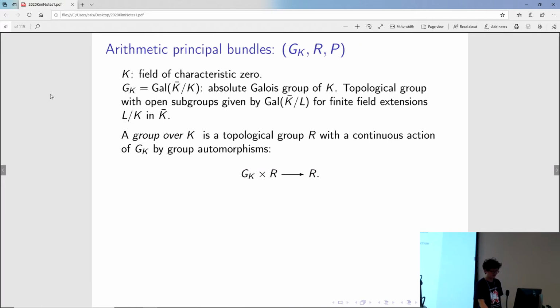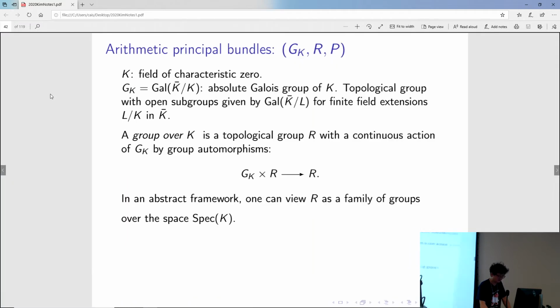Now R is also a topological group, but I'll call it a group over the field K when it has a continuous action of the absolute Galois group by group automorphisms. So some of you will know that there's a sheaf-theoretic way of phrasing all this, but I'm just giving a more hands-on approach. I'll view the group as being defined over K in some sense when it has this action of the absolute Galois group.